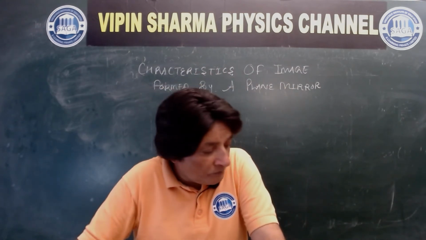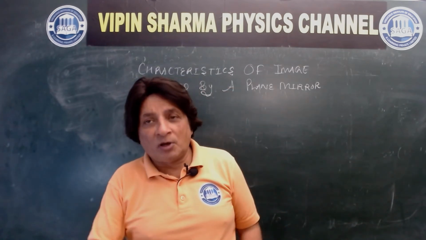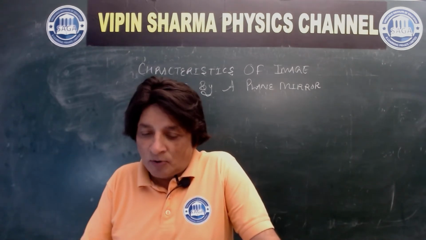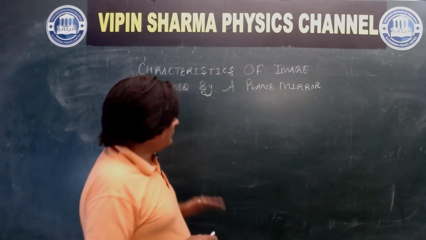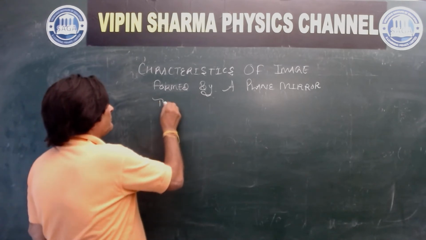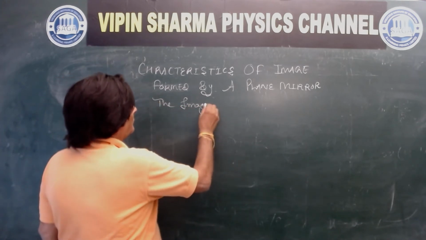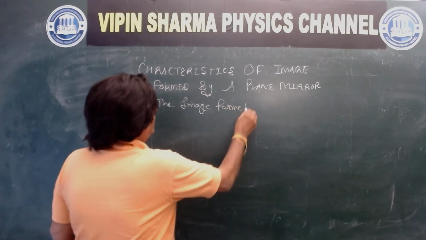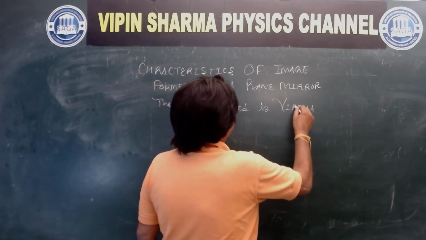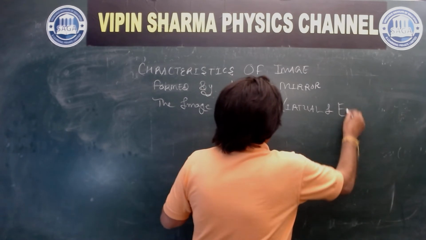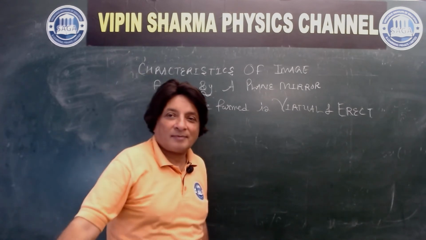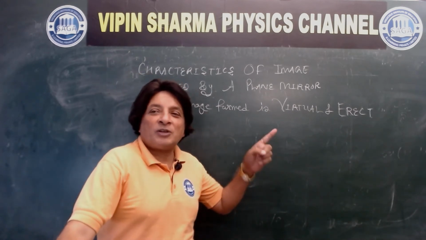You know, the first characteristic is what? So, dear students, in the plane mirror, the image formed is virtual and erect. Image formed is virtual and erect.